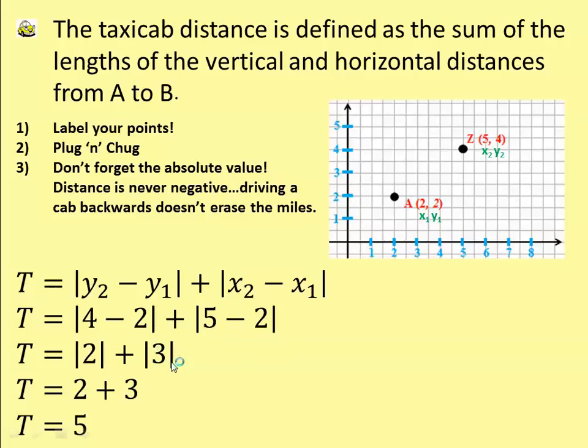But right here, if this had been a -3, I still would have made it a +3 when I got to the next line. So the taxi distance between A and Z is going to be 5 blocks. That's what the taxi cab driver is going to charge you for. Okay, 5 blocks.